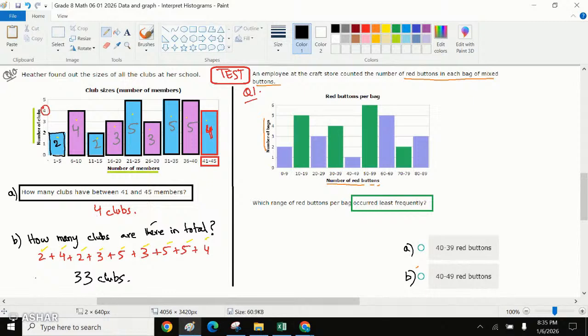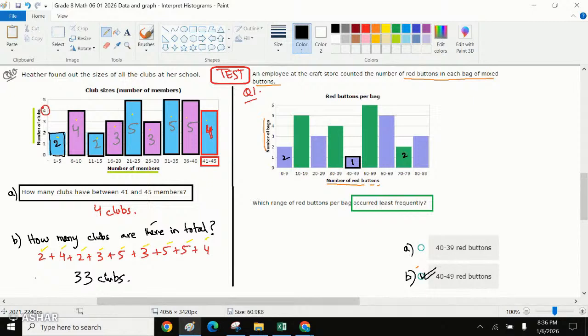What is the least? Least would always refer to the smallest bar or the smallest grid, right? Yes, correct. The smallest grid is at 40 to 49, right? Because this has the value of 1. If we compare, this was 2, this was 2, right? We are looking at the smallest value. But the least value was between 40 to 49.